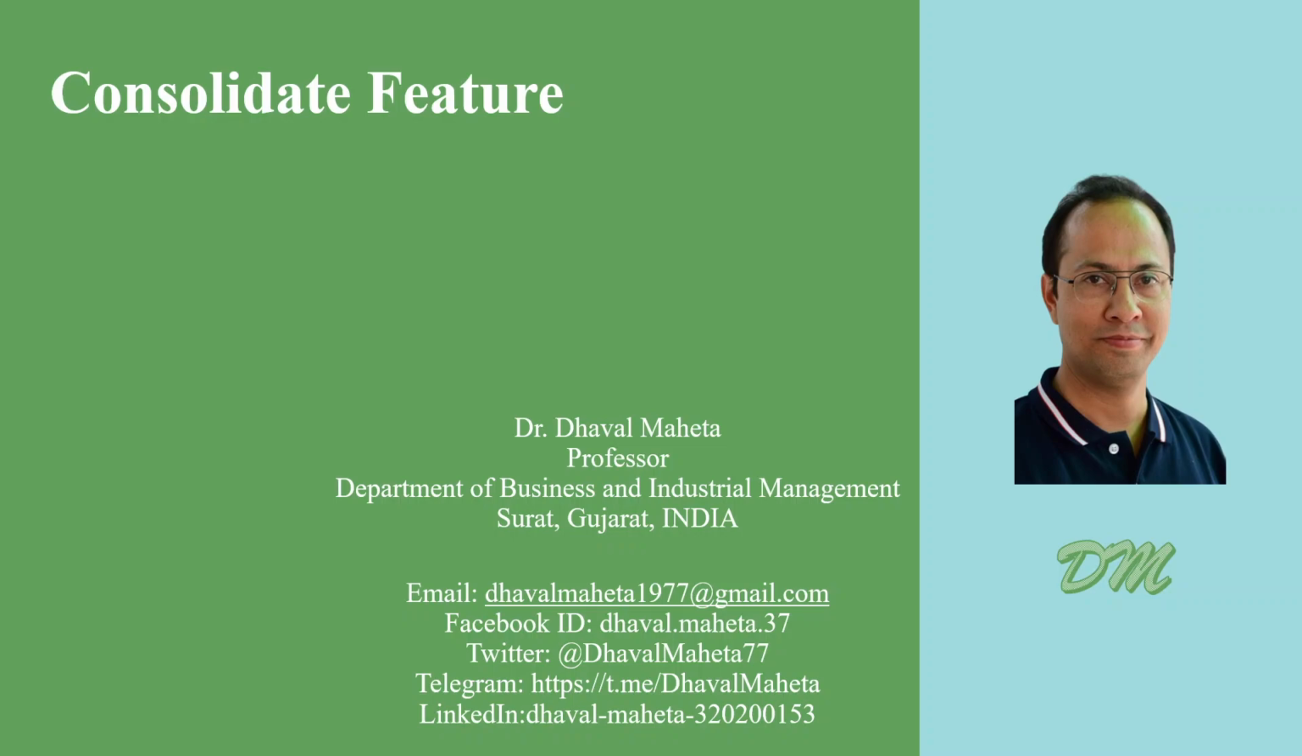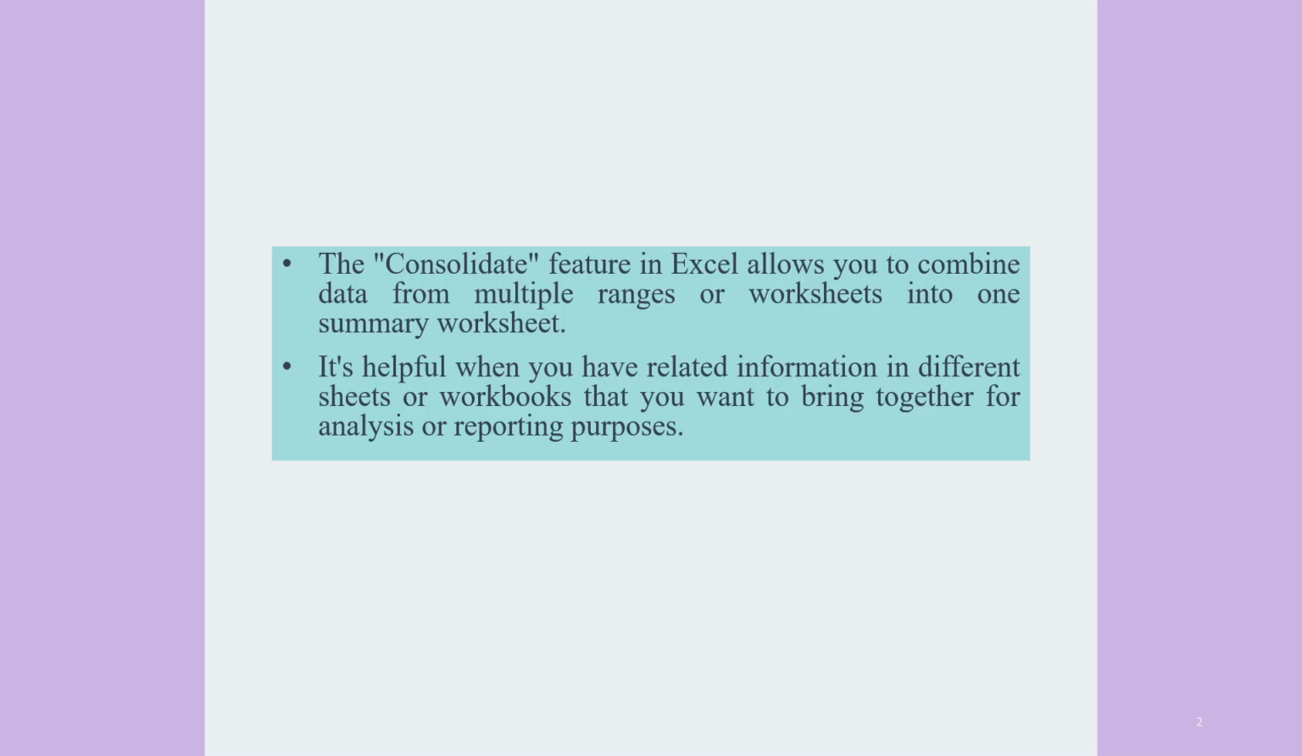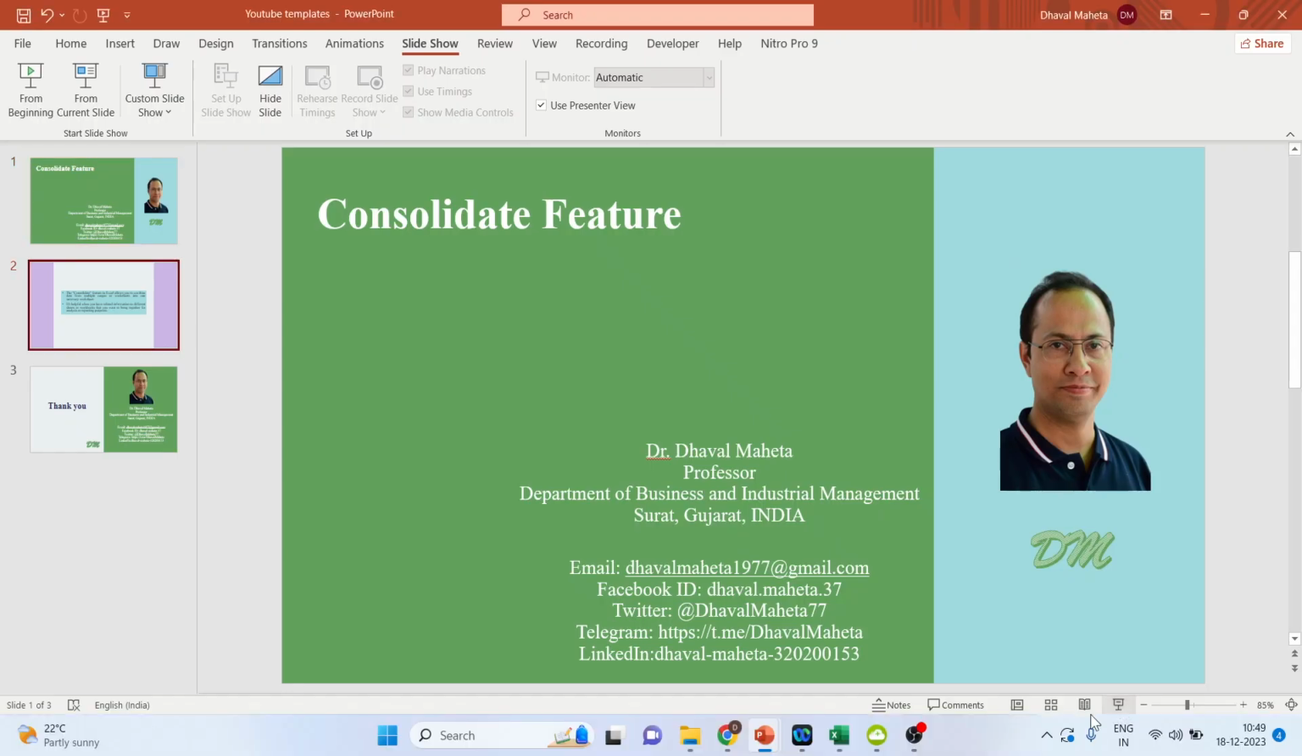This is Dr. Dhaval Maheta, and today we are going to understand the consolidation feature of Excel. The consolidate feature in Excel allows you to combine data from multiple ranges or worksheets into one summary worksheet. It's helpful when you have related information in different sheets or workbooks that you want to bring together for analysis or reporting purposes. Now, how can we use the consolidate feature in Excel? We will see this by example.